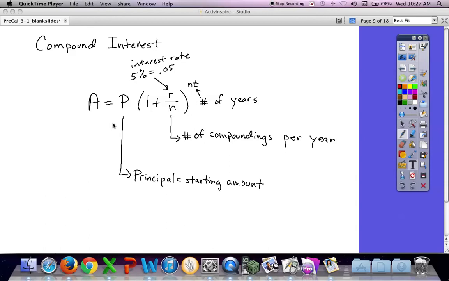You probably didn't see much of this in Algebra 2 if that's where you're coming from, but you might have. It's actually in the Algebra 2 book, they did have probably an extra page in there that talked about this. Compound interest.